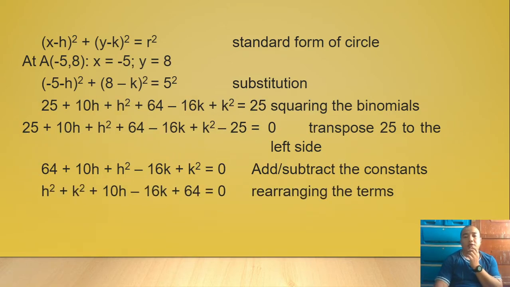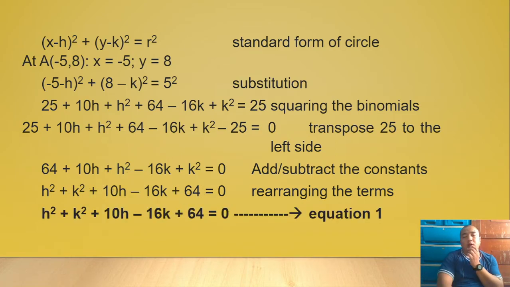And then let us rearrange the terms. Let's start with h squared, to be followed by k squared, to be followed by 10h and then minus 16k plus 64 equals 0. This is now our equation 1. Equation 1 is h squared plus k squared plus 10h minus 16k plus 64 equals 0.